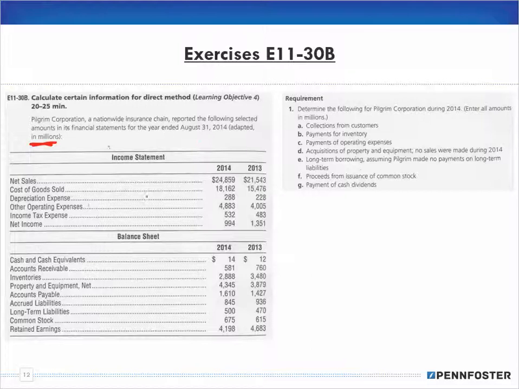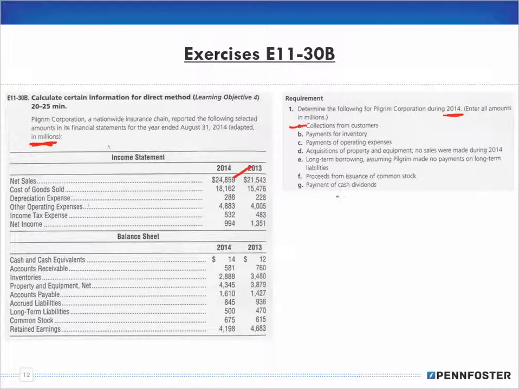So we have income statement information, balance sheet information, and then it says required. Determine the following for Pilgrim during 2014. And so we have collection from customers, payment for inventory, and so on and so forth. I'm going to work each one of these right here in the empty space, and then I'll pause the video for you to be able to copy it down, and then I will erase each one.